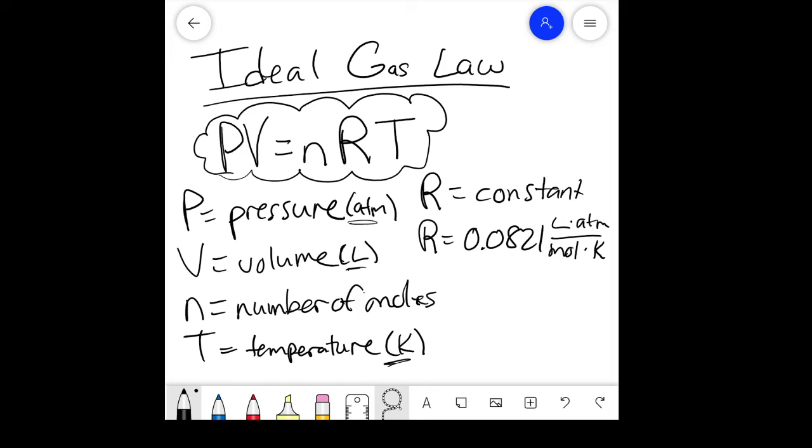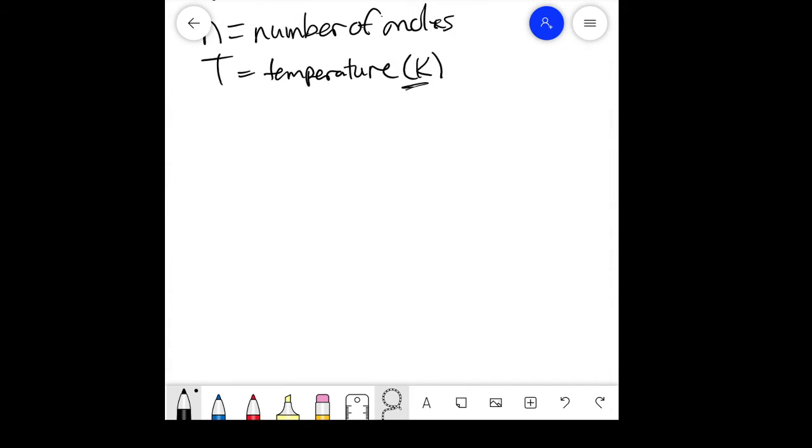Also, with the ideal gas law, you're not going to have ones or twos in it. You're going to see pressure, volume, moles, and temperature all together. You're going to be looking for one of those four. So we'll do one quick example.